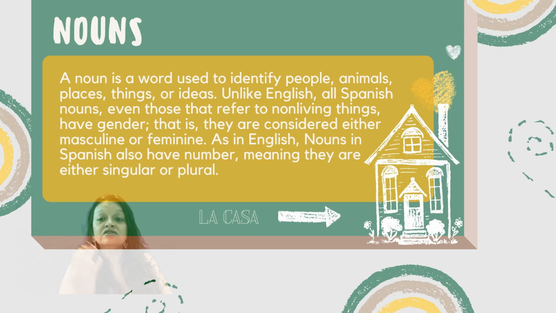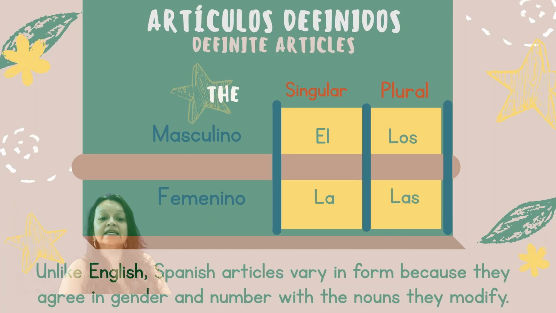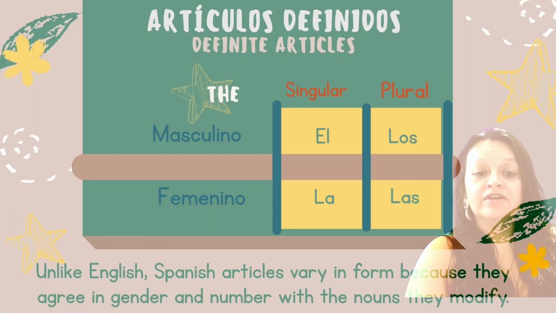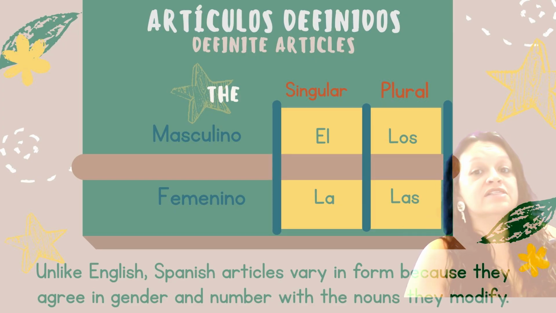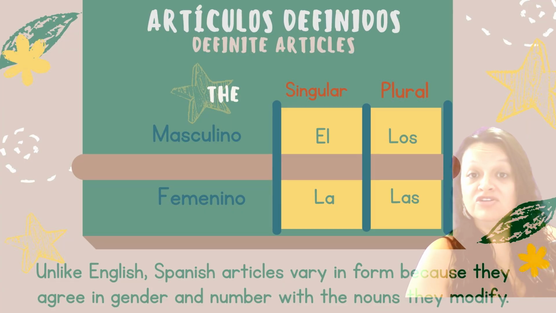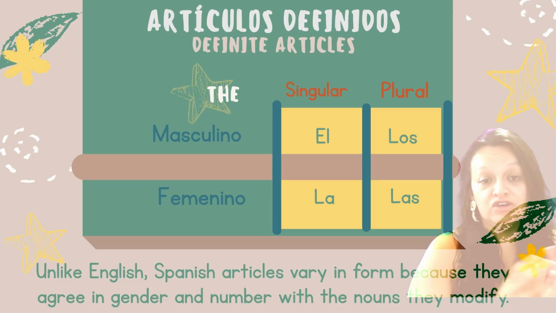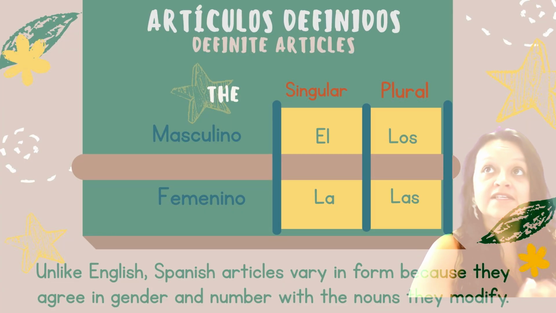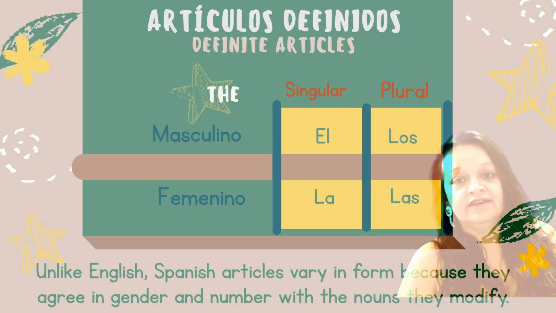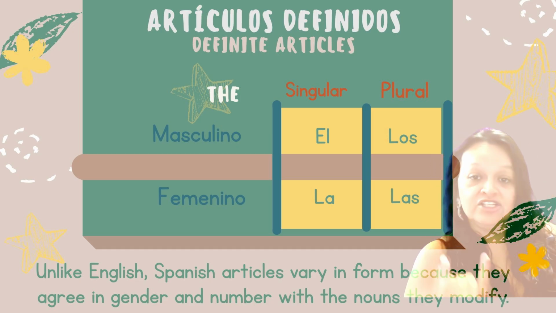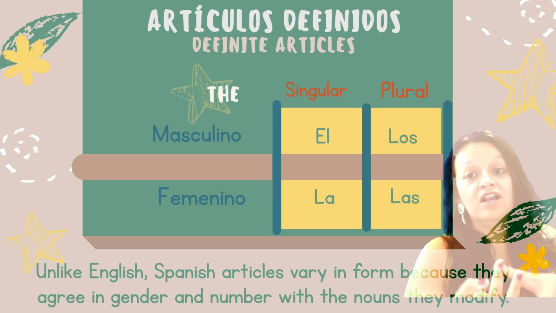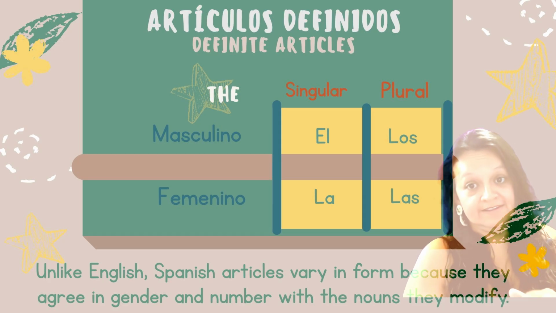So, because we can have this division of four ways, in Spanish we're going to have four options to translate the. So, in English, the boy, the girl, the boys, the girls. In Spanish, el chico, la chica, los chicos, las chicas.